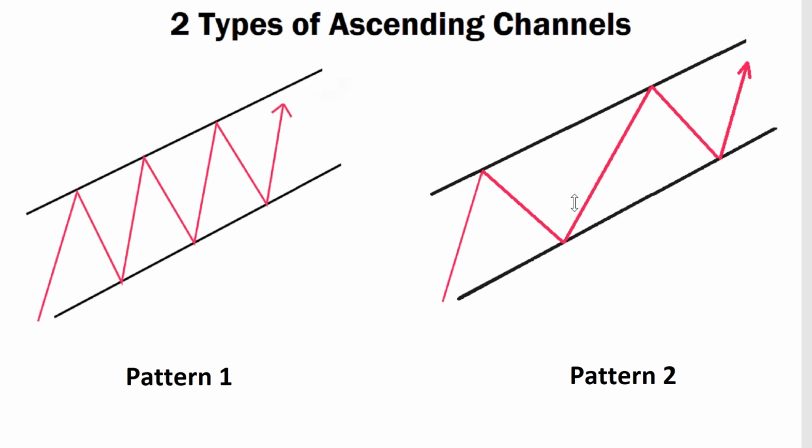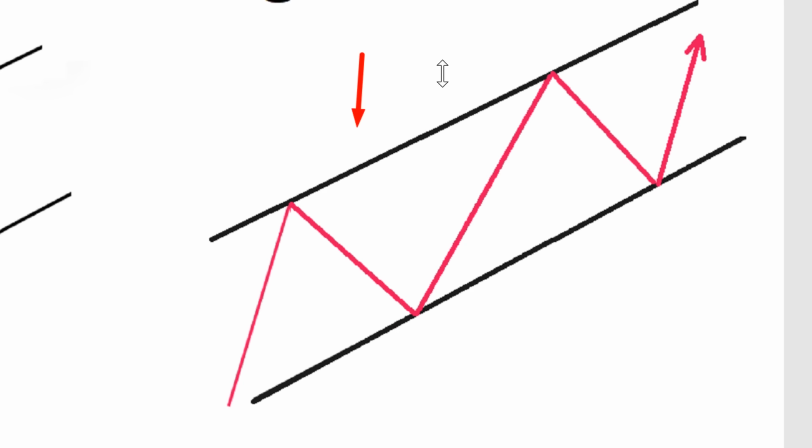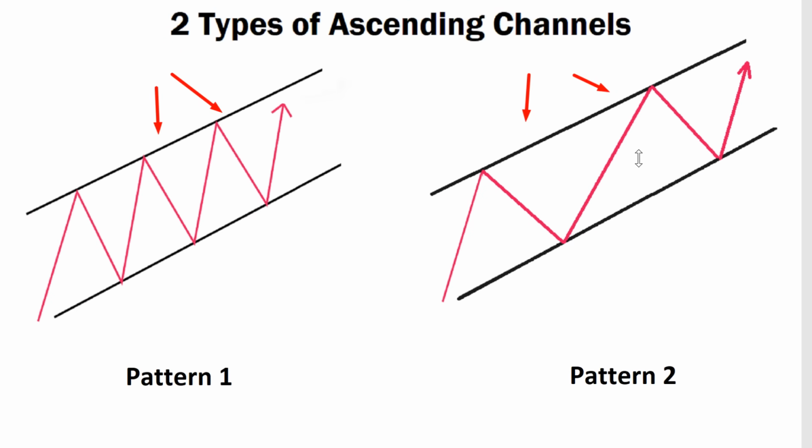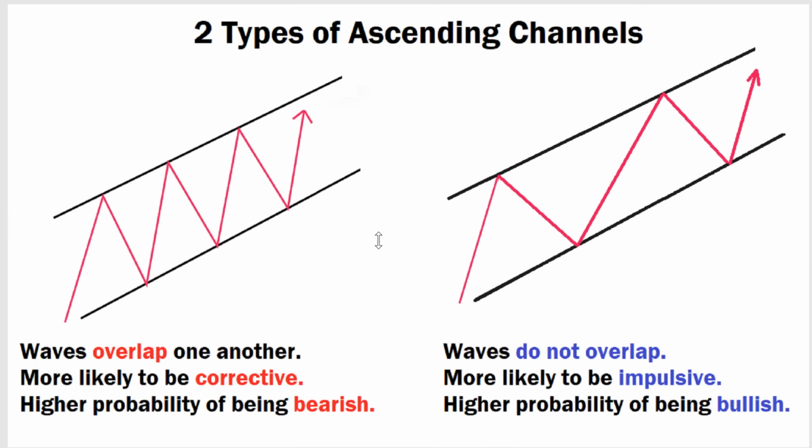You see, there are two types of ascending channels, and they're not all the same. Some people think all channels are the same. They're not. Have a look at these two patterns and tell me what key difference you see between pattern number one and pattern number two. What is the major difference you see in these two types of ascending channel patterns? Well, if you said that pattern number one has a lot of overlap, which by the way I talked about in the previous video, you're absolutely correct.